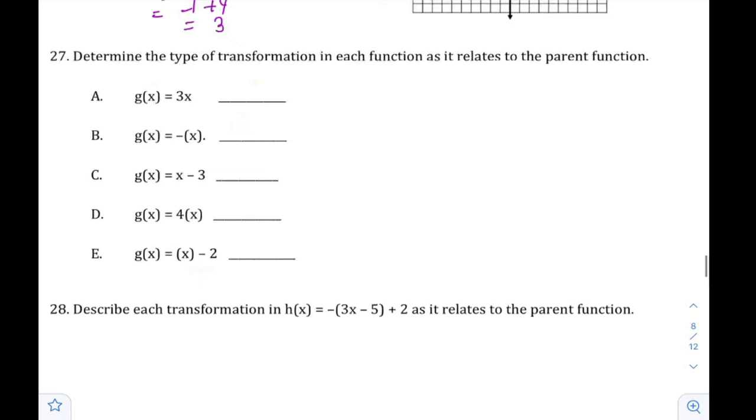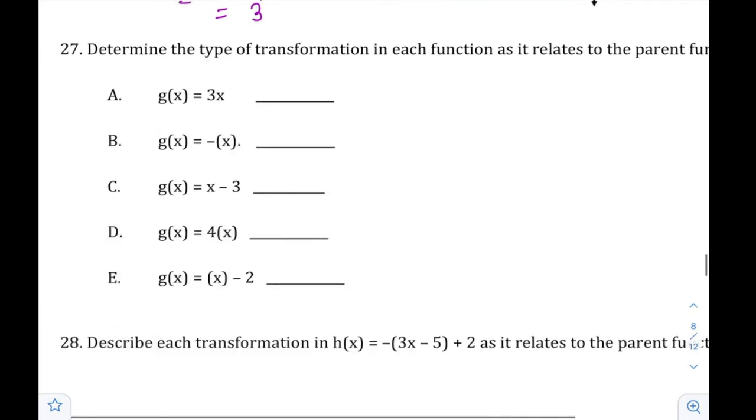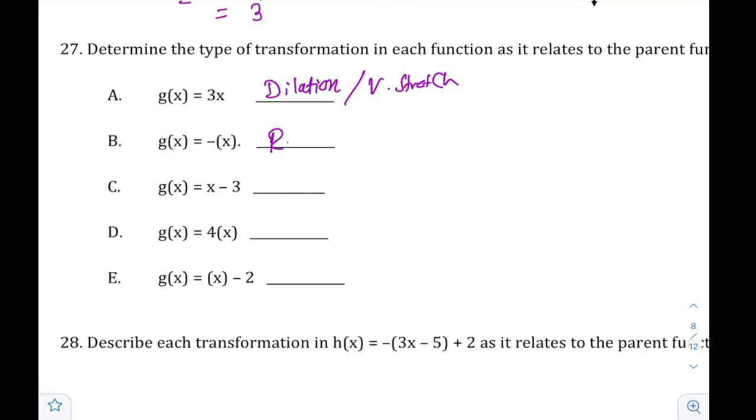Determine the type of transformation in each function as it relates to the parent function. Here we have 3x. This is dilation, and it is vertical stretch, because it's outside the group, because 3 is more than 1. This has a minus sign outside the group, so it is a reflection. And since it is outside, it is across the x-axis, we need to memorize that.